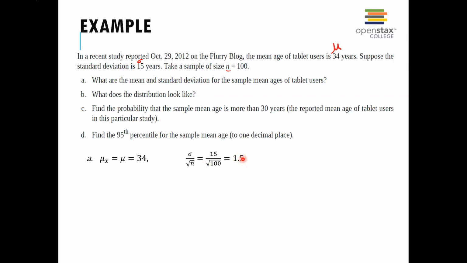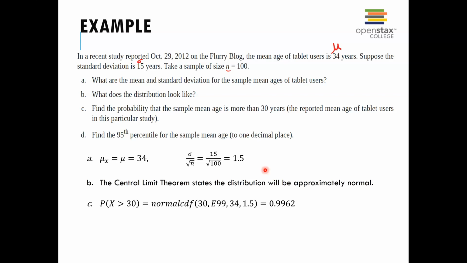All right, then number 2, what is that distribution going to look like? Well, the central limit theorem told us that that distribution will be approaching a normal distribution. It will be approximately normal. So we want to use a normal distribution for part C to find the probability that the sample mean age is more than 30.